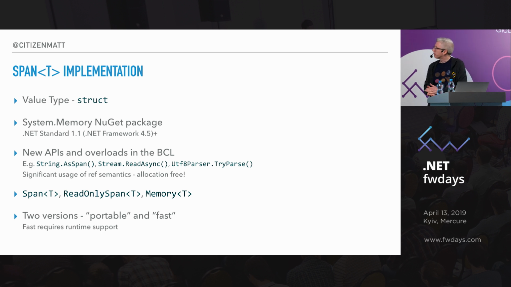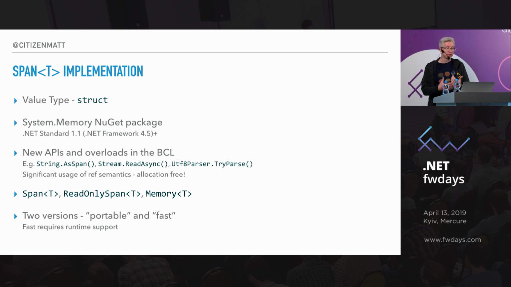So the implementation of this is a value type, which is useful because I've just spent a while talking about value types. It gets shipped in the System.Memory NuGet package for .NET Standard 1.1, which is the .NET Framework 4.5 and above. I think it comes as standard as part of .NET Standard 2.1. I forget now.